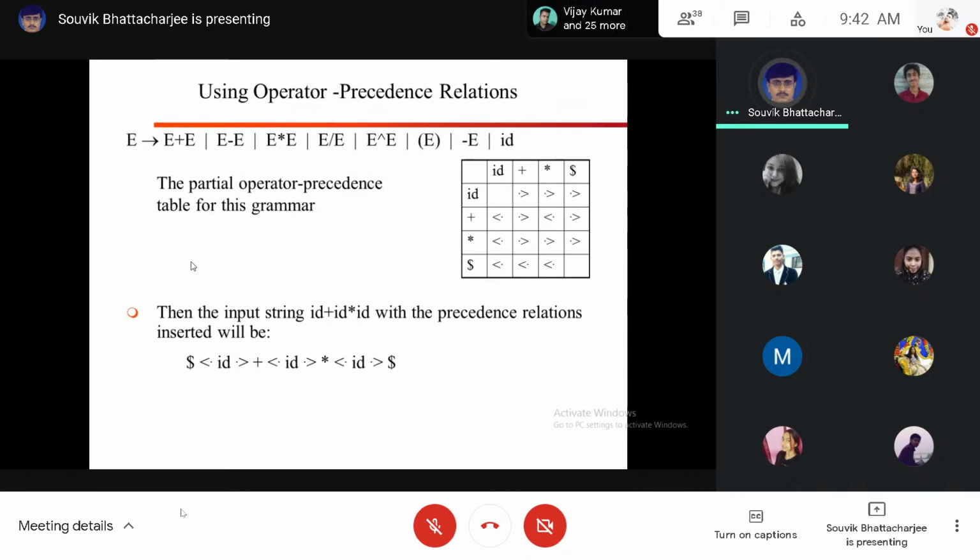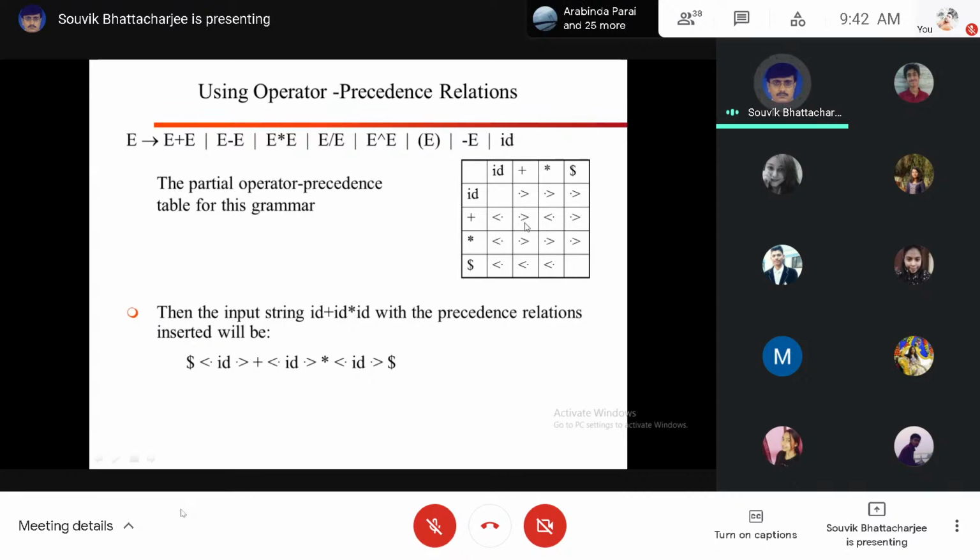Here you just see the partial operator precedence table for this grammar. Just see as per the precedence relation. ID and ID, right now we are not bothering about the precedence, but you just see ID has higher precedence than plus, ID has higher precedence than star, ID has higher precedence than dollar. Dollar basically has the lowest precedence. Plus has less precedence than ID.